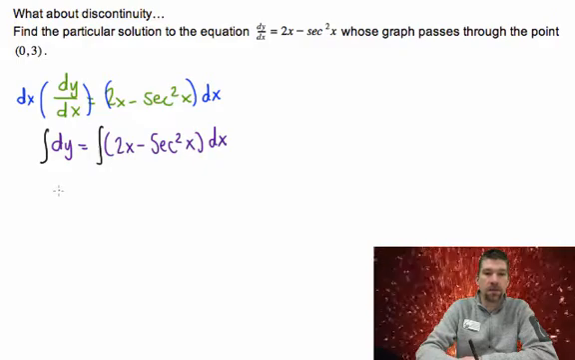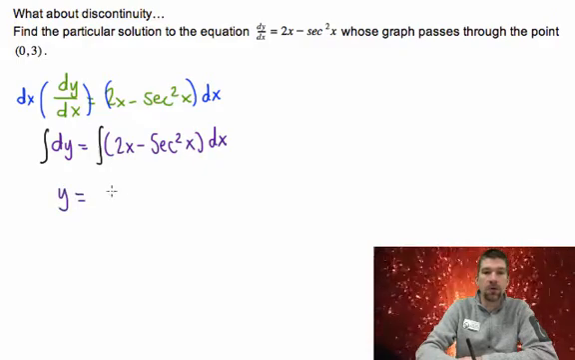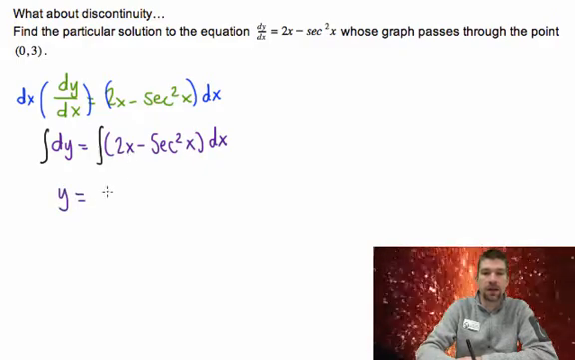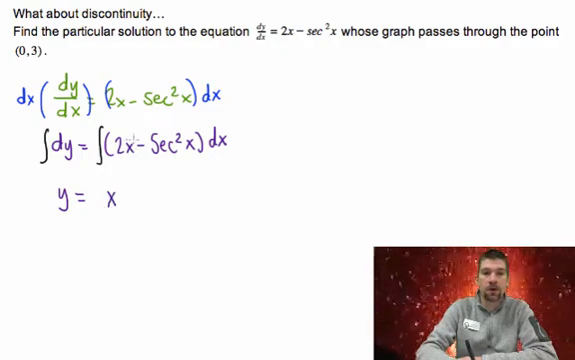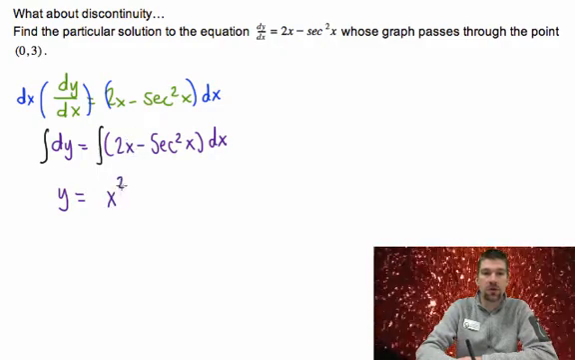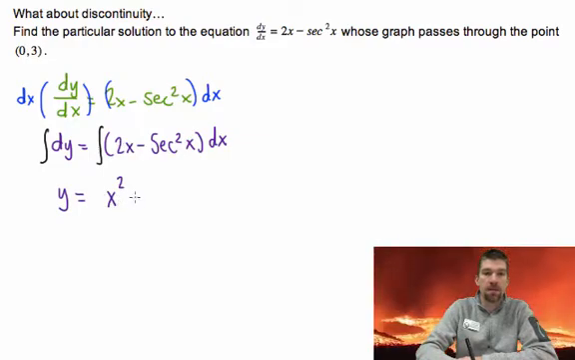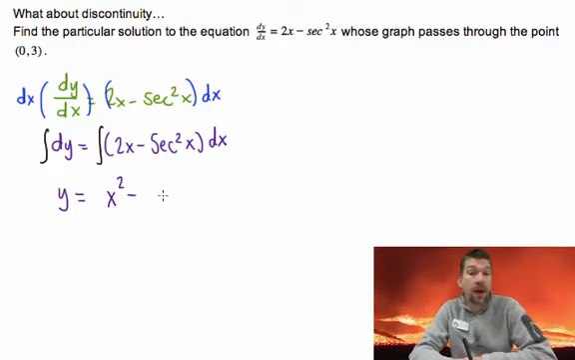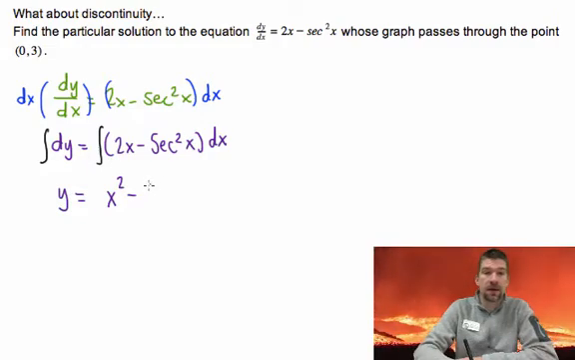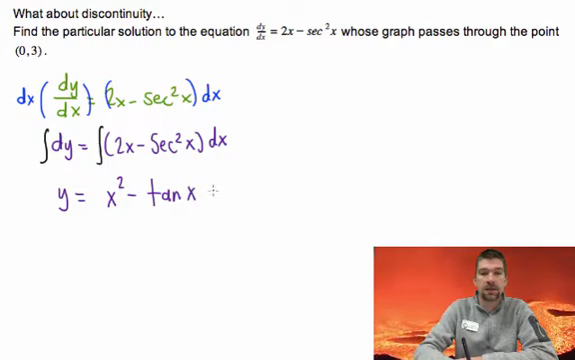You end up with y equals, and then think about this, x to what power? This was first power, so x squared. The derivative of this has to be 2x, so it would just be x squared. And then the derivative of what is secant squared x? The derivative of tangent x is secant squared x, plus c. So now we're talking about tangent x.